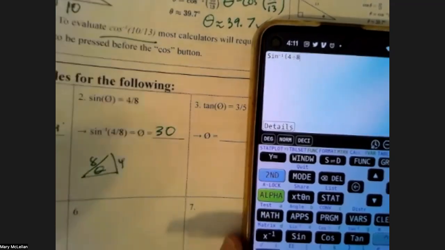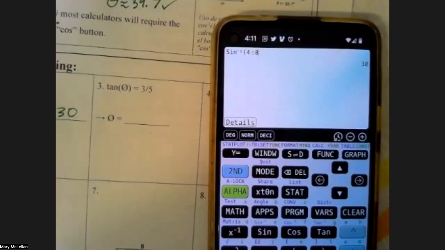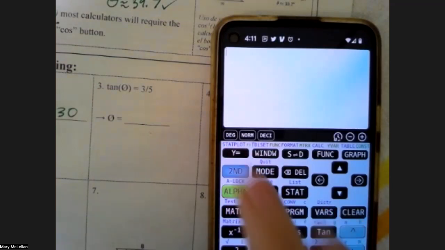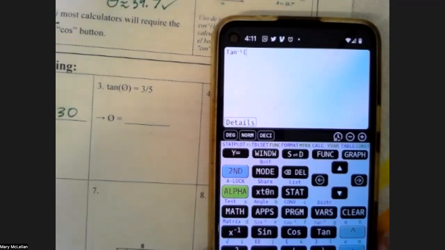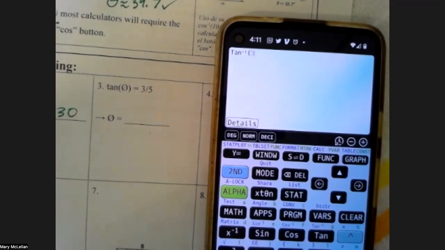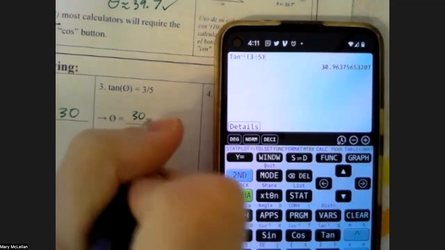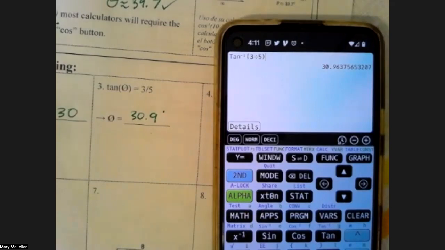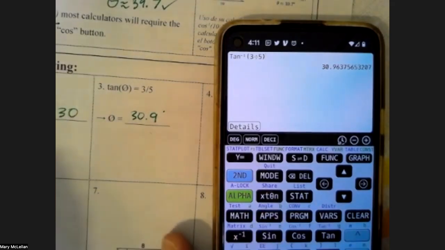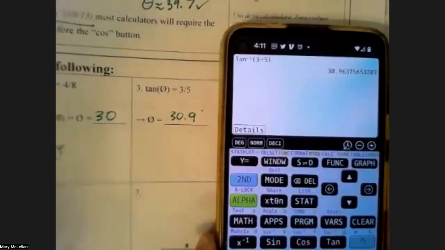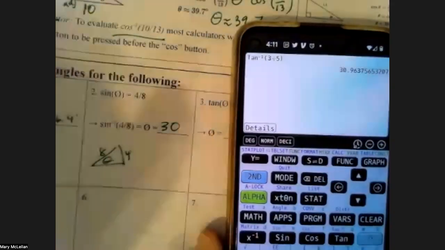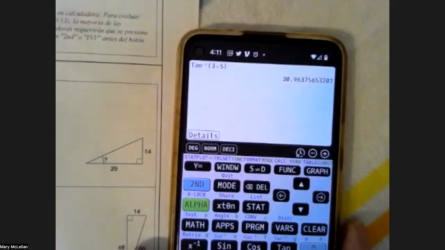Next, tan of 3/5. Okay. I activate inverse tan, and I put in that ratio 3 over 5. I get 30.9. The angle is about 30.9 degrees. I'm rounding all of these to the nearest tenth, except for the case of sine 1/2, because sine of 1/2 is exactly 30 degrees. All right, next.